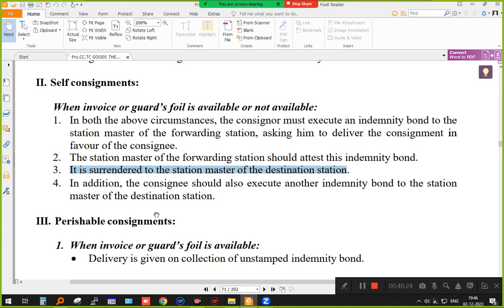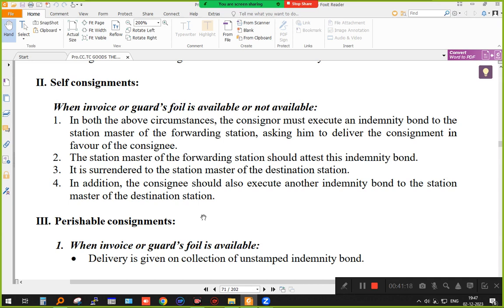Remember that. After that document has come, the consignee must also execute another indemnity bond at the station master of the destination station. See how complicated it is. So the consignor will put all the details in the indemnity bond, take it to the station master who will verify all the details and put his seal, and send it by post or courier. When it reaches the consignee, the consignee will take that sealed cover as well as one more indemnity bond which he himself will prepare at the destination, and take both to the station master of the destination. Understand the complexity? So when it is by name, one indemnity bond is sufficient. When it is by self, how many indemnity bonds are required?